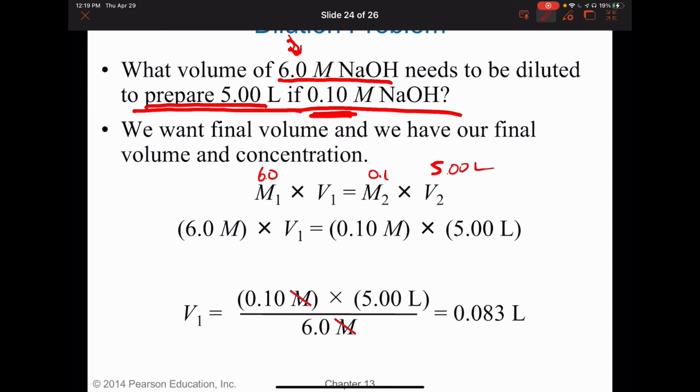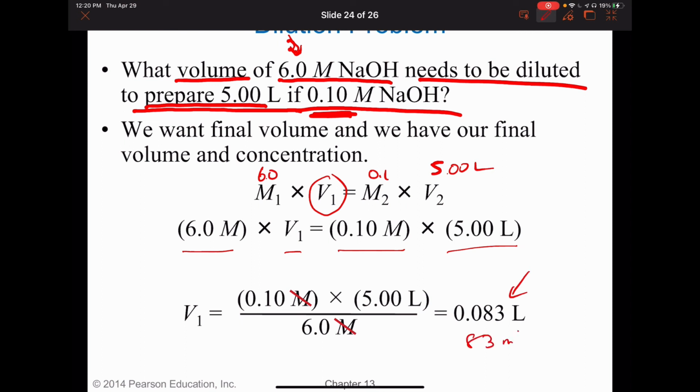So 5 liters is the V2, and we're solving for V1. They said what volume needs to be diluted, so it's basically how much of the 6 molar sodium hydroxide is needed. So plugging in our numbers, 6 for M1, 0.1 for M2, 5 liters for V2, and then solving for V1, we should get 0.083 liters, which is the same thing as 83 milliliters.